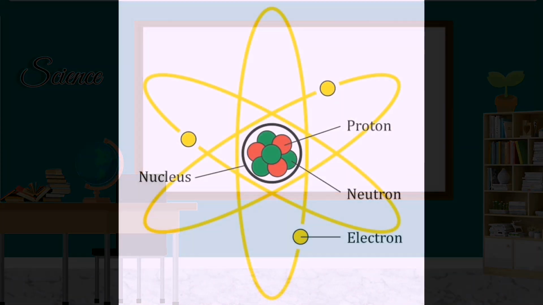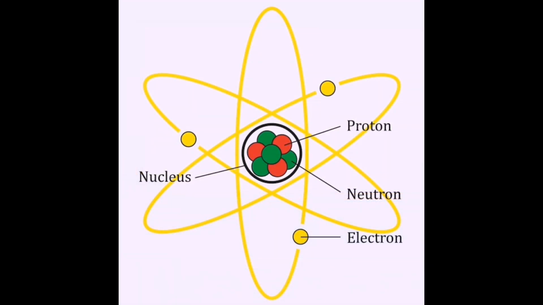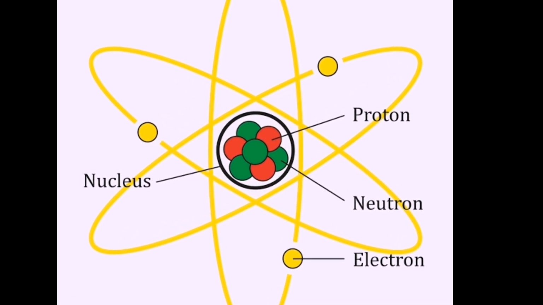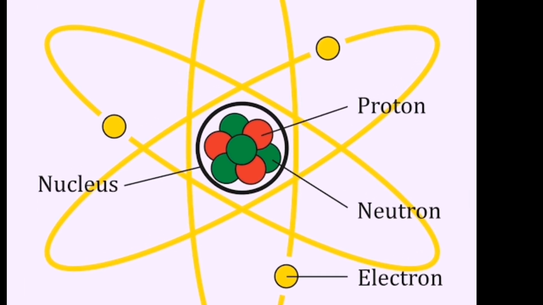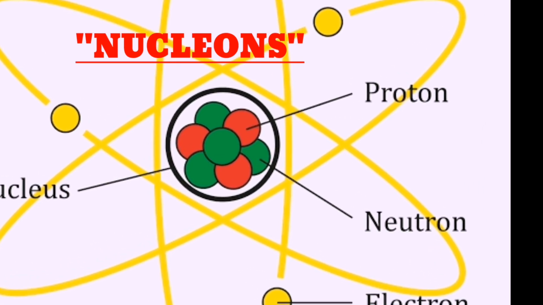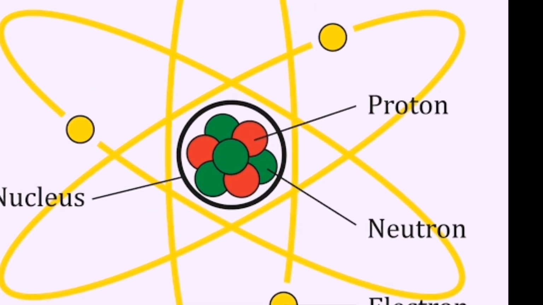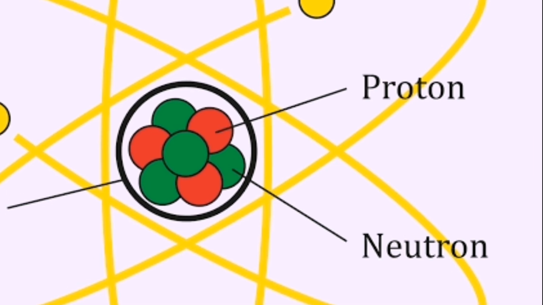The location of a proton is in the nucleus of an atom. Neutrons also can be found in the nucleus of an atom, while electrons can be found outside the nucleus of an atom. The massive part of the atom comes from the masses of the protons and neutrons. Collectively, the protons and neutrons are called nucleons. The nucleons, tightly packed together, form the nucleus in the center of the atom.